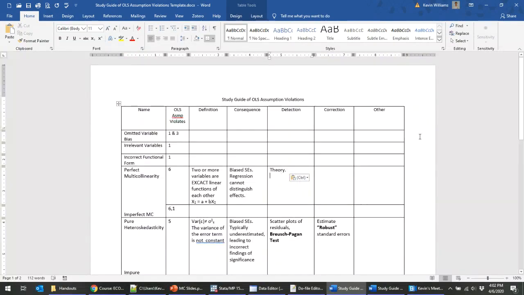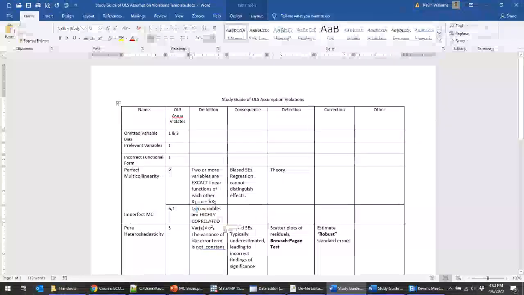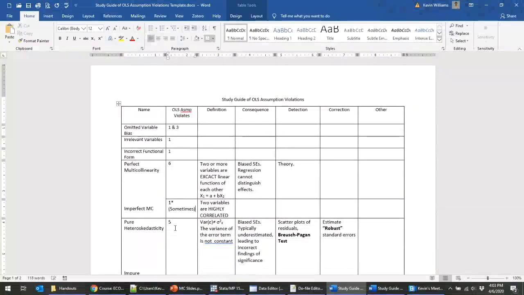Imperfect multicollinearity is when two explanatory variables in your model are highly correlated. I'm going to delete the number 6 here, because technically it's just a violation of assumption 1, that the model is correct. When you have imperfect multicollinearity, sometimes nothing is even wrong. So I'll put an asterisk and say sometimes. Sometimes imperfect multicollinearity is not a violation of an OLS assumption at all. Sometimes it's okay.